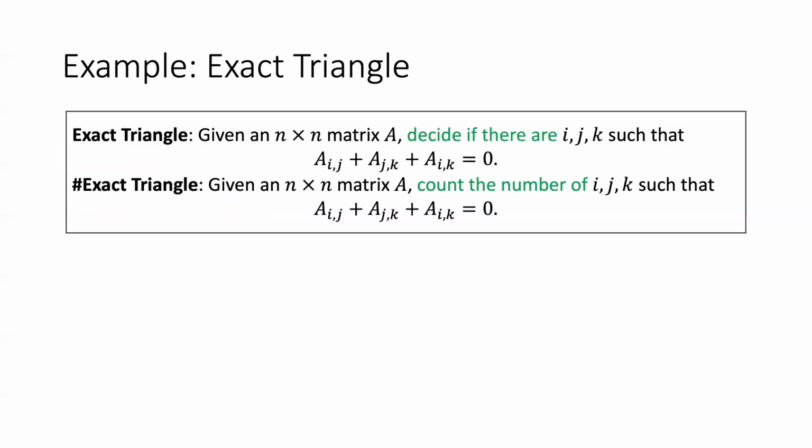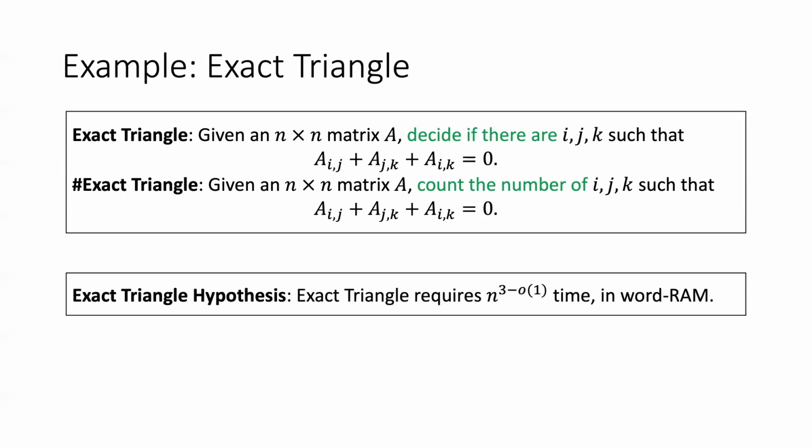In the following, I will prove that exact triangle is equivalent to its counting version. So in the exact triangle problem, we are given an n-by-n matrix A representing the edge weights of a graph. And we need to decide if there are three vertices such that the edge weights of the triangle of these three vertices sum up to 0. In the counting exact triangle problem, we have to count the number of such triangles.